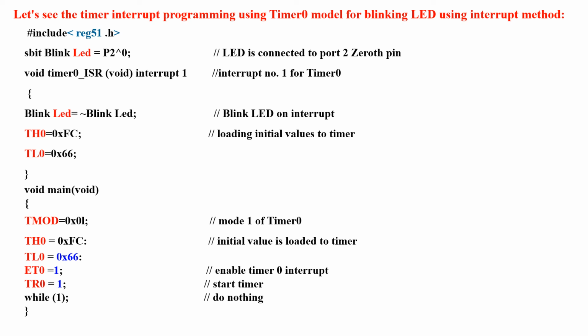Now we write the main program. The TMOD register is loaded with the value 0x01, meaning timer 0 in mode 1 is used. Load the value of TH0 as 0xFC and TL0 as 0x66. Enable the timer 0 interrupt. Start the timer. And this process continues, meaning the LED is blinking continuously. Thank you.